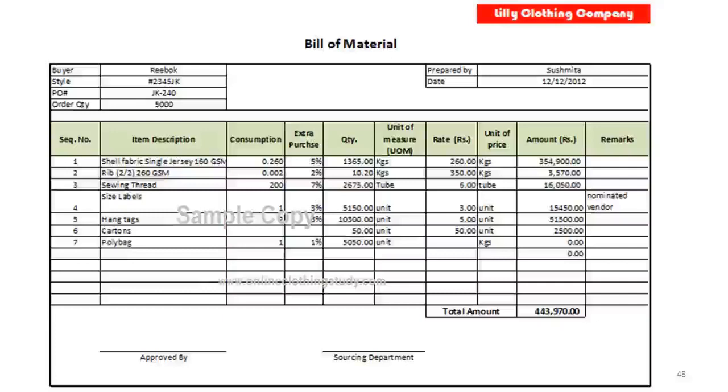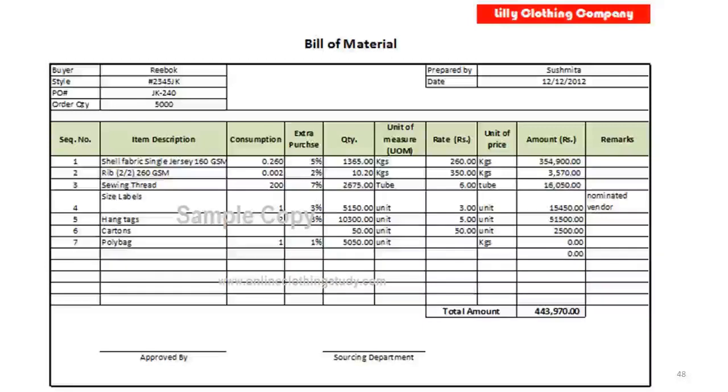And then we have the rate. Of course, we have to know the rates. So the shell fabric is 260 rupees a kg, rib is 350 per kg, sewing thread is 6 rupees per tube, size label is 3 per unit, hang tag is 5 per unit, carton is 50 rupees per unit, and polybag is in terms of kgs. Now we have the unit of measurement, we have the rates, and what is the unit of price?